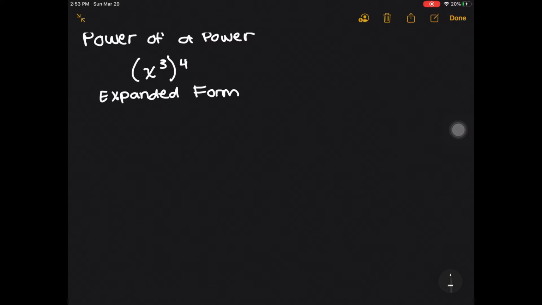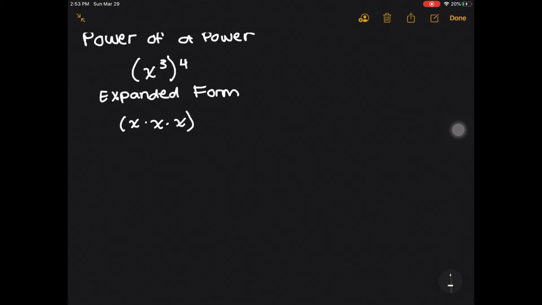So the first thing that we're going to do is we're going to look at just this x to the third. How can we write x to the third expanded? Well, we know if that said, for example, 2 to the third, we would write 2 times 2 times 2. So when we have x to the third, we're going to expand that as x times x times x. This is our first step. We're going to take what's in the parentheses, we're going to expand that out.